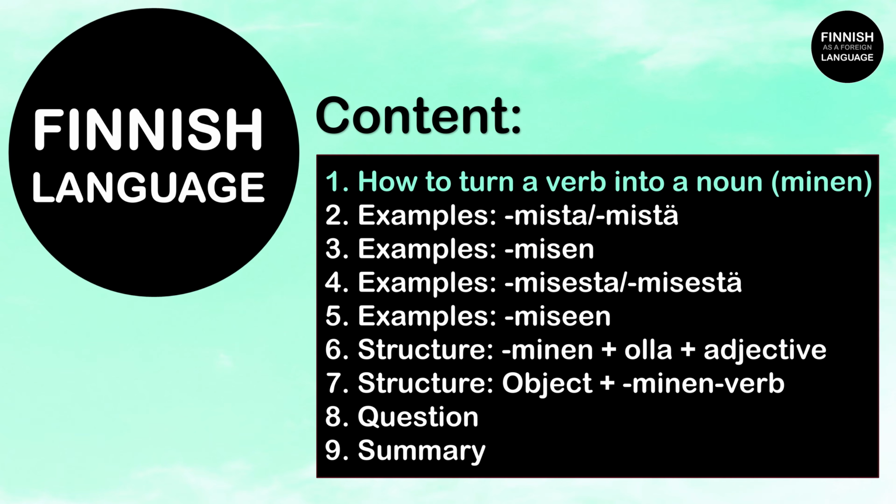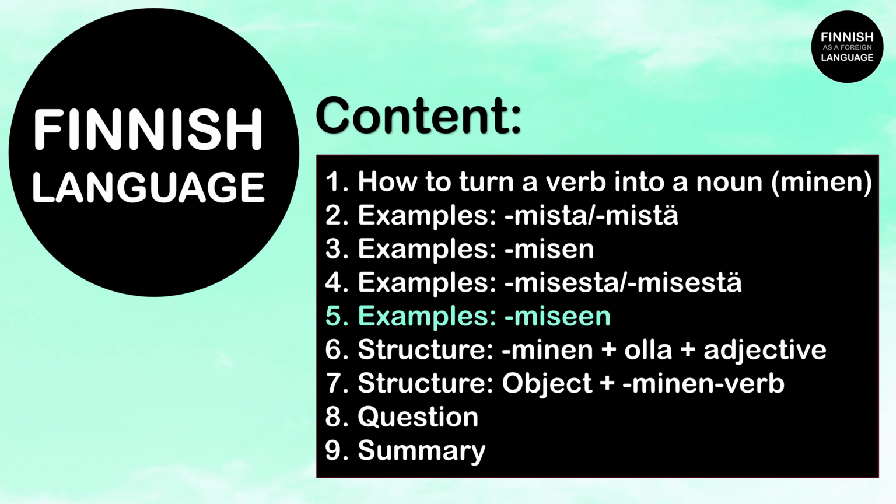So in today's video we are going to learn how to turn a verb into a noun. We will also learn how to use a noun-less verb in different cases. So that means we are getting to know when we have to add -minen, -mista or -misen, -misesta or -miseste, and -misen with a double E to our noun-less verb.